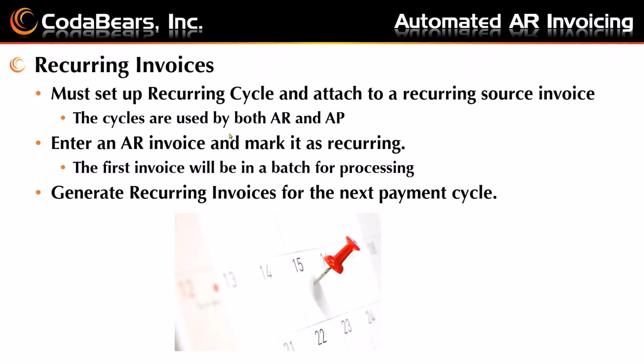We then enter an AR invoice and we mark it as recurring. The first invoice will always be in a batch for processing, and then future batches will be pulled in and processed as our normal accounts receivable. And then we generate those recurring invoices for the next payment cycle.